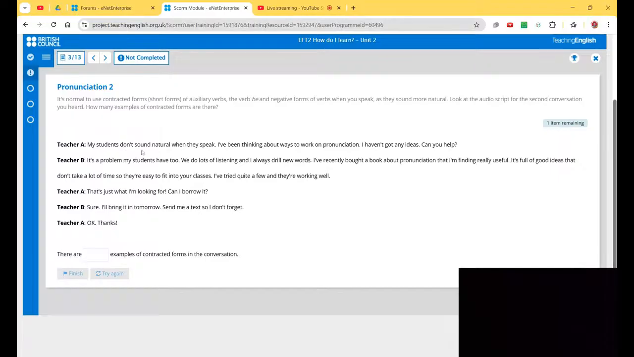My students don't sound natural when they speak. I've been thinking about ways to work on pronunciation. I haven't got any ideas. Can you help? It's a problem. I should have them read a lot, listen, and always drill new words. I've recently bought a book about pronunciation and I'm finding it really useful. It's full of good ideas that don't take a lot of time so they are easy to fit into your classes. I've tried quite a few and they're working well. It's just what I'm looking for. Can I borrow it? Sure, I'll mail it tomorrow. Send me a text so I don't forget. Okay, thanks.